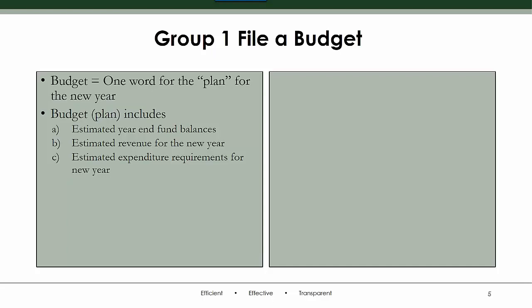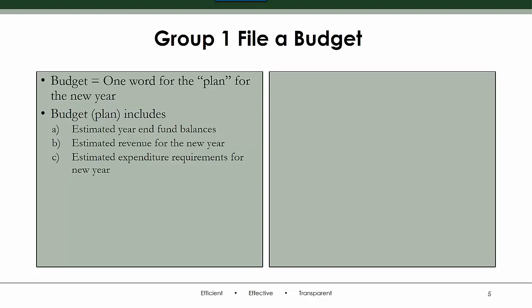Yes, it's an estimate. And then B, estimated revenue for the new year, which is easier because we receive X, Y, Z pretty much every single year. Now, if you're new, that's going to be more difficult, and we'll talk about that as well. And then C, those that file a budget have to come up with estimated expenditure requirements. So they're not appropriations. They're just estimated expenditure requirements for the new year.